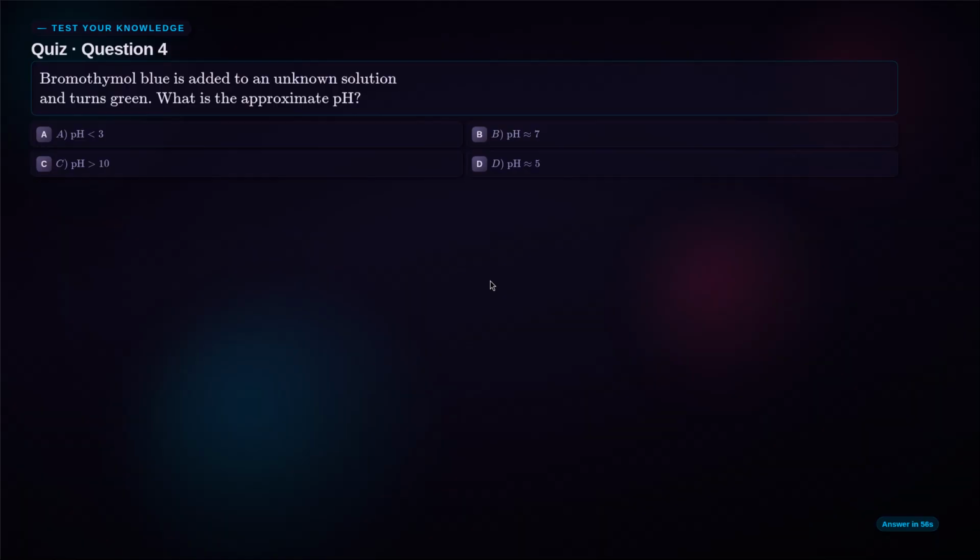Quiz question 4. Bromothymol blue is added to an unknown solution and turns green. What is the approximate pH? Option A, pH less than 3. Option B, pH approximately 7. Option C, pH greater than 10. Option D, pH approximately 5.